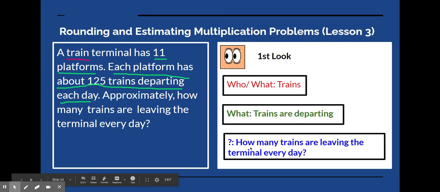What is the question? How many trains are leaving the terminal every day? And when I go back up here to underline, we want to notice that approximately how many trains are leaving the terminal every day. So with this word approximately, we're not going to give an exact amount. We're going to give an estimated amount. And that is our first look.